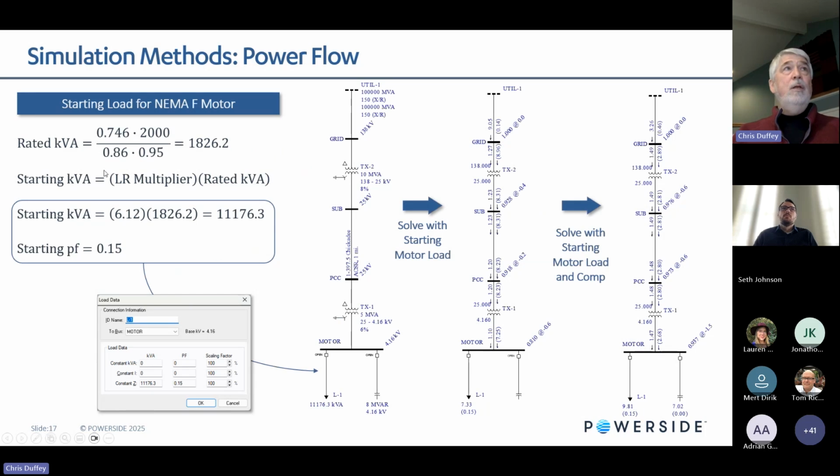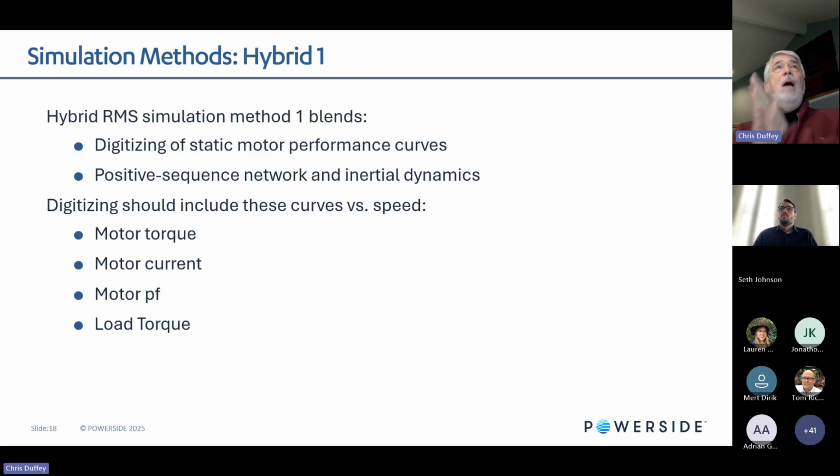And here's an example for us. Here I took the rated kVA of the motor. I got the locked rotor multiplier from the NEMA code. At 6.12, I calculate my kVA. I'm choosing a 0.15 power factor. Maybe I had it, or maybe I'm assuming what it is. I put it in here as a constant impedance load, this much kVA, this much power factor. I start the motor, and you can see that the voltage drops to 81%. And if I apply some compensation, it raises the voltage to 93.7. So that's a power flow simulation. It's one moment in time. So how about hybrid 1?